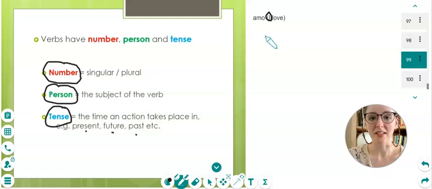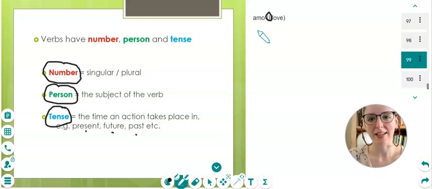The tense is present, I'm doing it right now, I love right now. So we know that this is a present tense verb. And because there's only one of me, we know that this verb must also be a singular verb. So when you look at this verb, amo, then you need to recognise that it's a first person singular present tense verb. Now that sounds like a lot of information, but it's all really easy stuff to tell.